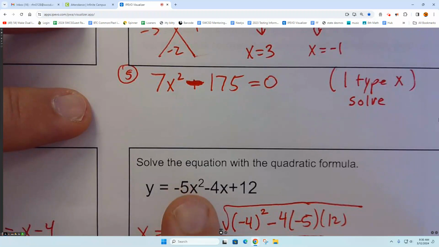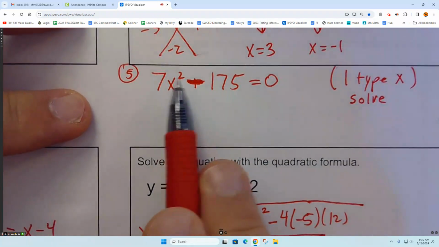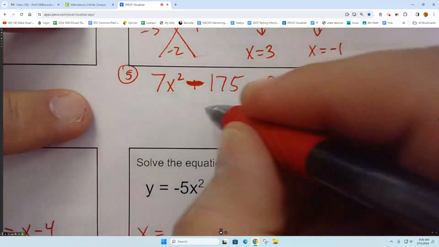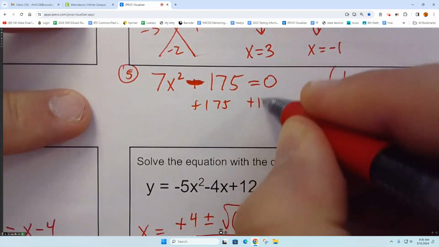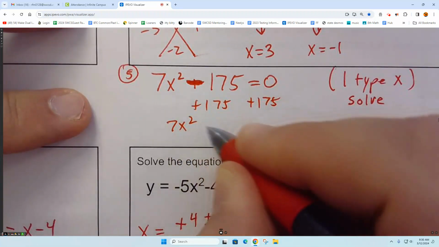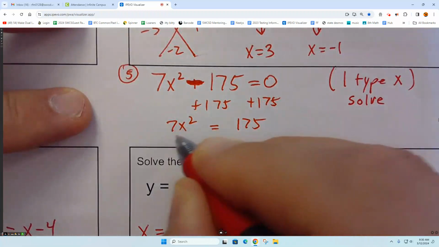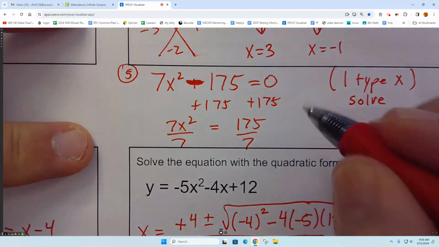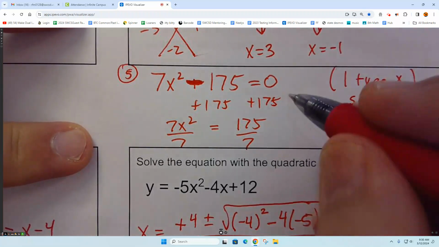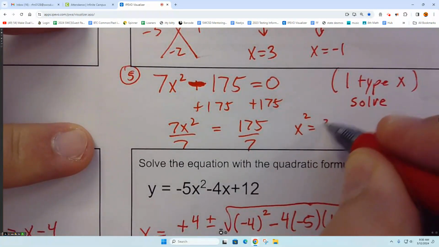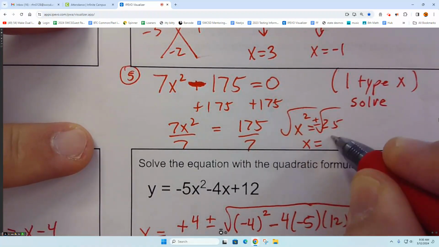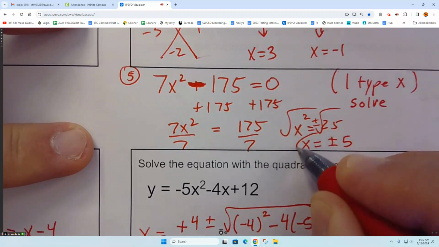Yeah, this is the one where we learn the first time because we solve it the same way we've solved everything. We don't think of this as an x squared. We just think of it as an x. So if that's an x, we're going to add 175 to both sides. And we're allowed to do this because there's only one type of x in the problem. We divide by 7. That gives me x squared equals 25. Square root both sides. When I square root, it's plus or minus. X equals plus or minus 5.